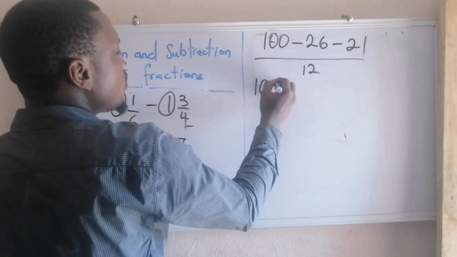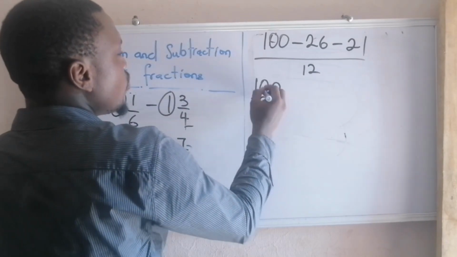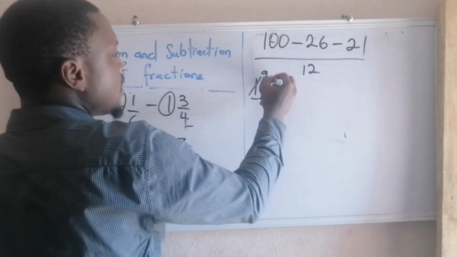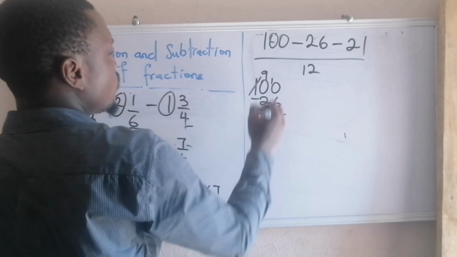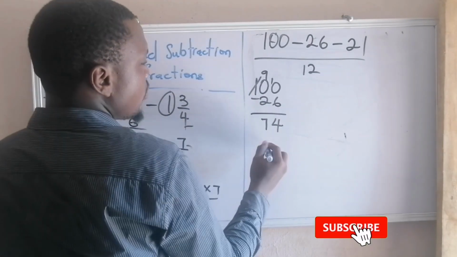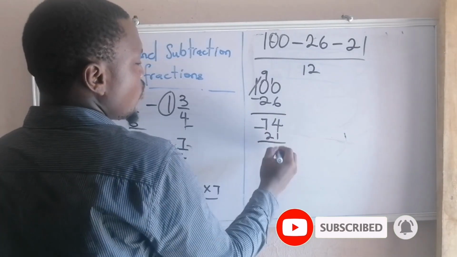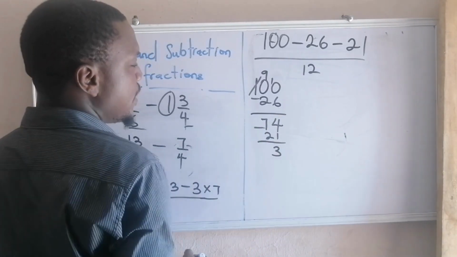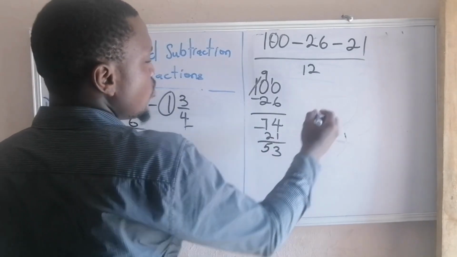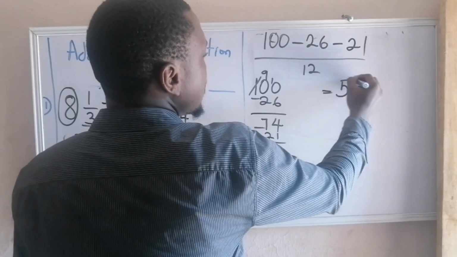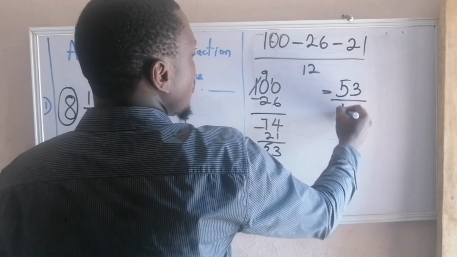So what's the next thing? We're going to subtract from 100. We remove our 26 now. So you borrow 1, this one will be 9, this one will be 10. 10 minus 6 is 4. 9 minus 2 is 7. Remember, I'm going to remove 21 from it. So 4 minus 1 is 3, and 7 minus 2 is 5. So the final answer is 53 over 12.